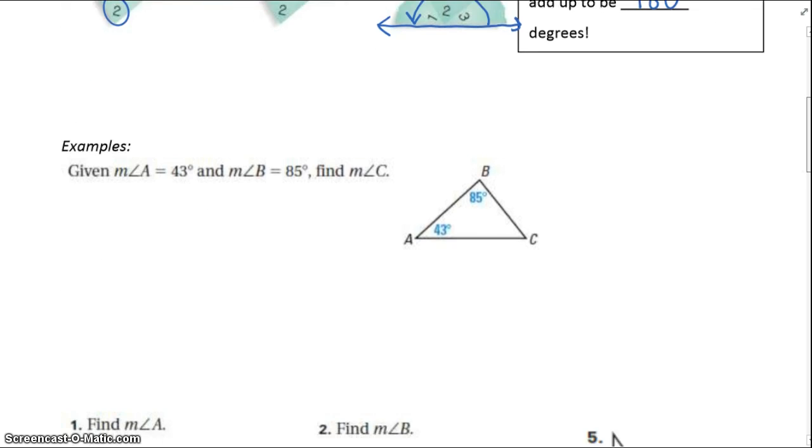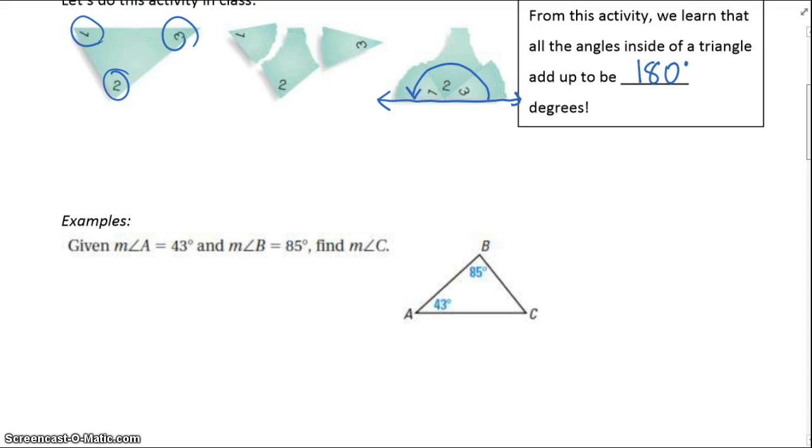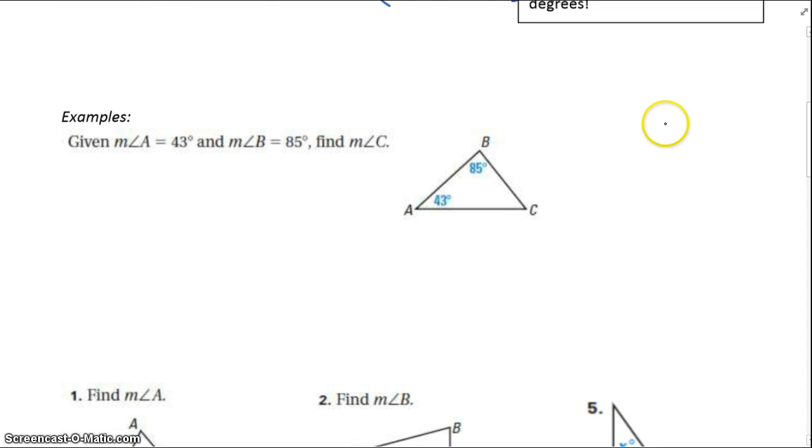So let's try out some problems here. In this first one here, angle A is 43 degrees, angle B is 85 degrees, and angle C we do not know. A lot of students like to just add things up and subtract them and show zero work, and a lot of students end up messing up the problem when they do that. So when you're doing this problem, let's go ahead and use what we just found out. Every single angle, when you add it up, is 180 degrees in a triangle.